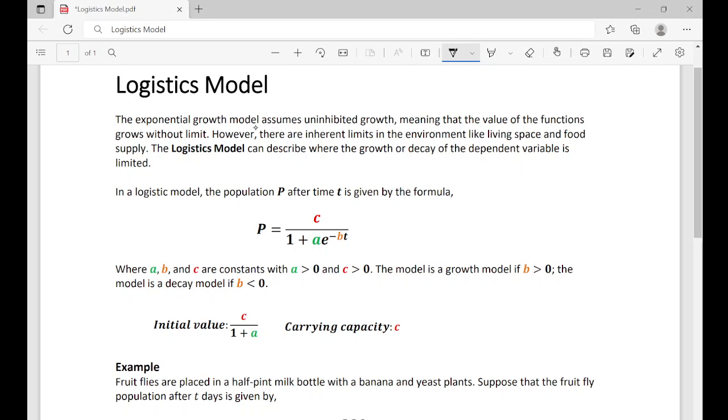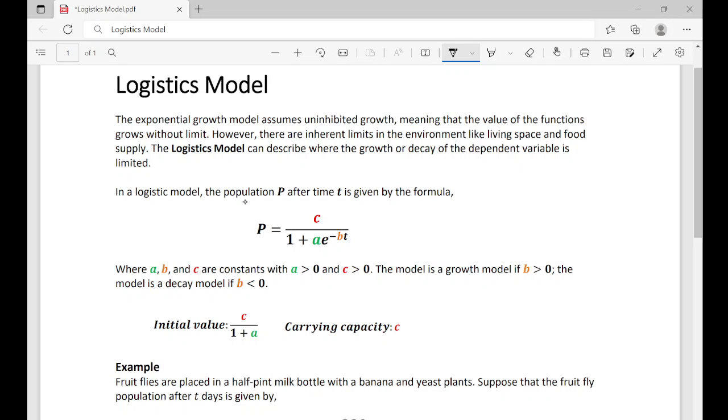The exponential growth model assumes uninhibited growth, meaning that the value of the functions grows without limit. However, there are inherent limits in the environment like living space, food supply, even predators. So, how can we describe it in reality? Well, this is where the logistic model comes in. It can describe where the growth or decay of the dependent variable is limited.